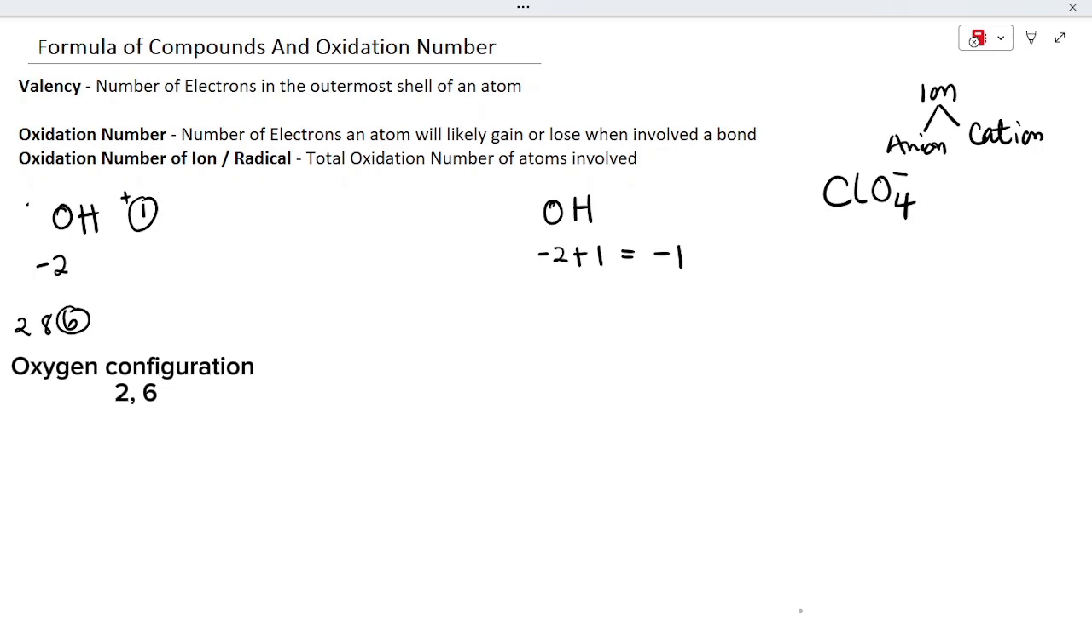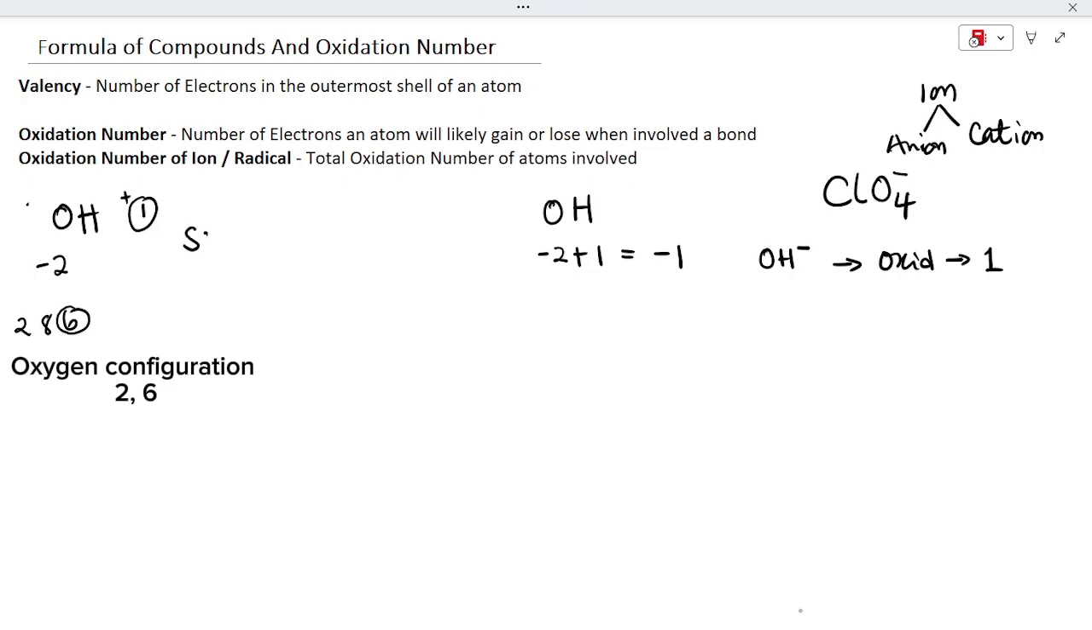And that's the reason why you normally see it as OH minus. Simply put, the oxidation number of hydroxide is simply 1. That is for hydroxide. Let's move on to something else.